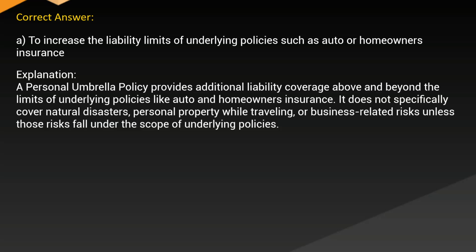Correct answer. A. To increase the liability limits of underlying policies such as auto or homeowners insurance. Explanation. A personal umbrella policy provides additional liability coverage above and beyond the limits of underlying policies like auto and homeowners insurance. It does not specifically cover natural disasters, personal property while traveling, or business-related risks unless those risks fall under the scope of underlying policies.